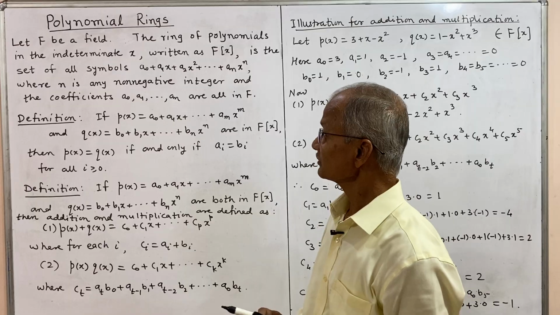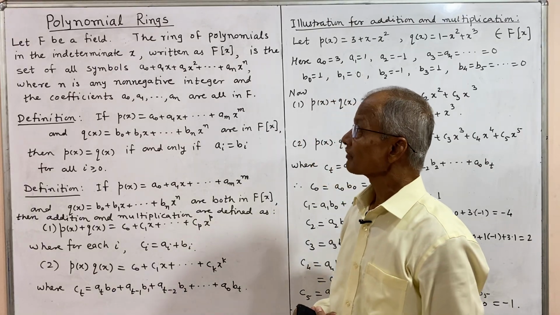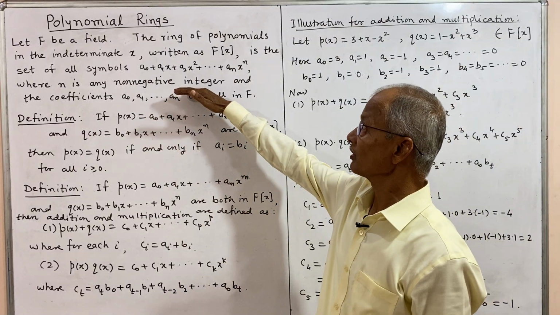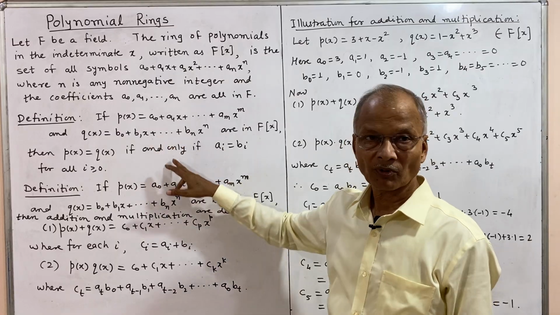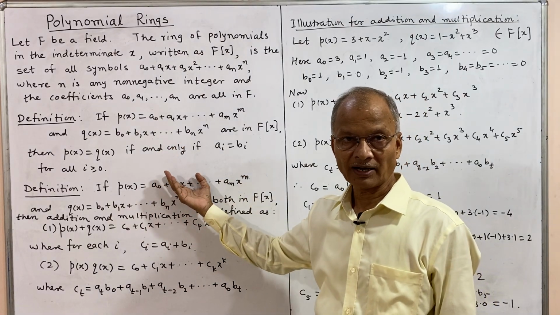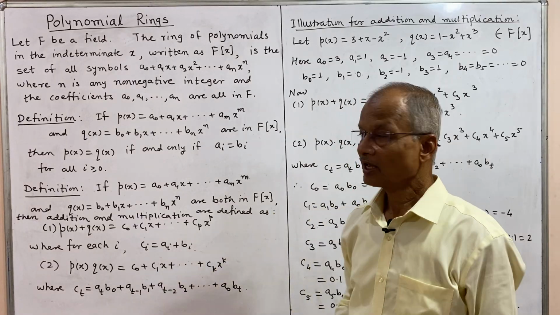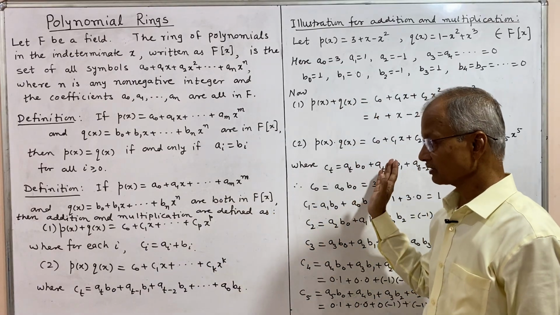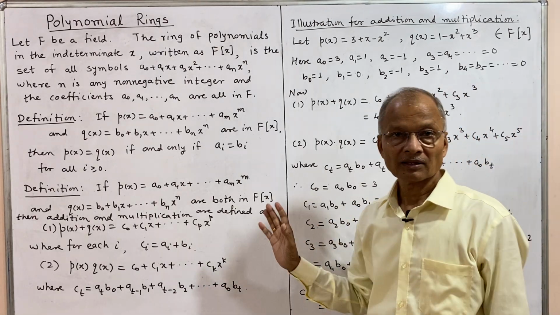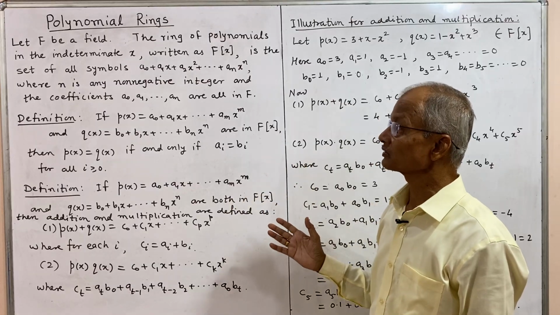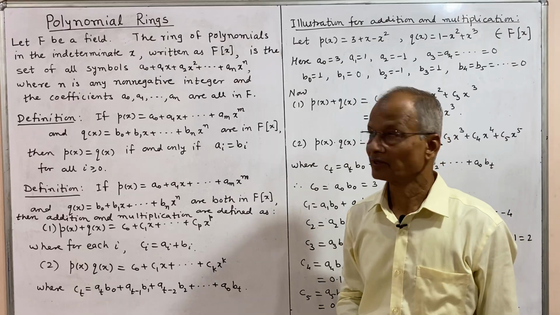So here first we shall form a set of polynomials, and for that purpose I have written here the meaning of a set of polynomials in a field, and then the equality of two polynomials is defined, and also we define what is addition and multiplication in polynomials, and its illustration is written with the help of an example. Then we shall prove that this set of polynomials over a field forms a commutative ring with unit element.